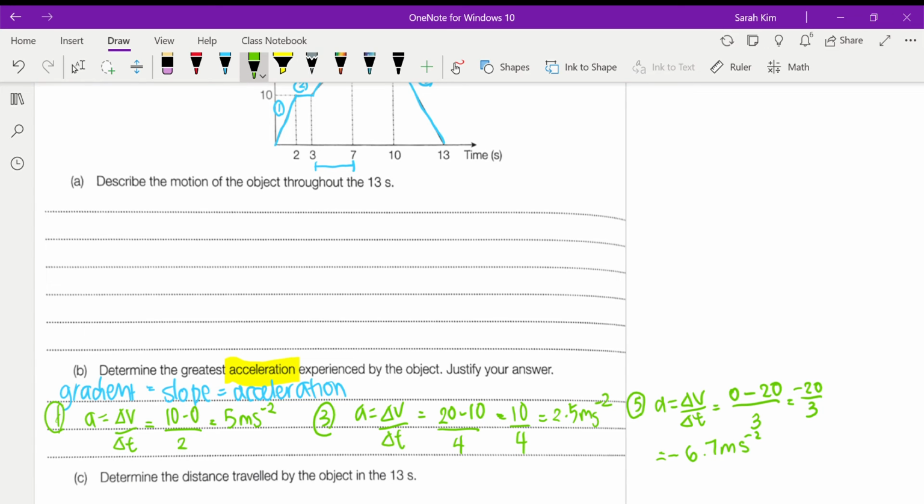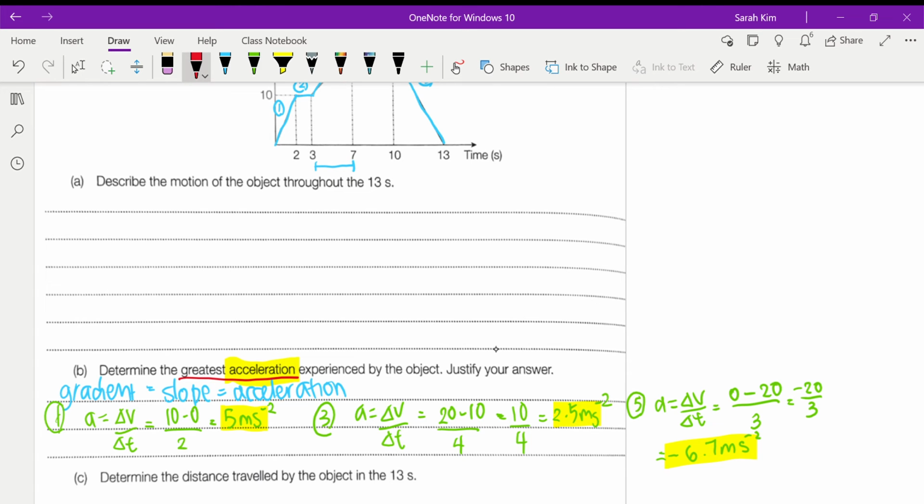Now, looking at all of these, we have to compare them. So I'm just going to highlight the ones that are the accelerations. Now, you might think 5 is the greatest acceleration, but negative 6.7 meters per second squared is actually the greatest, because you just look at the size, not the direction. So plus, minus doesn't matter. The one that has the greatest slope, meaning the greatest acceleration, is going to be the one with the greatest number, disregarding the plus and the minus sign, because that's just going to give you direction.